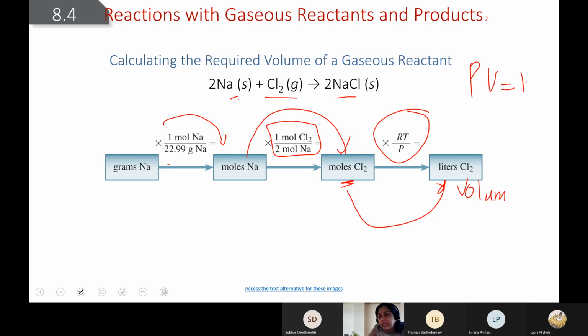So we know R, and we will be able to find the volume if we know the pressure and the temperature. Good. So like this, you can do lots of calculations with this gas law equation. That's all I'm going to cover today under gas law and calculations review.